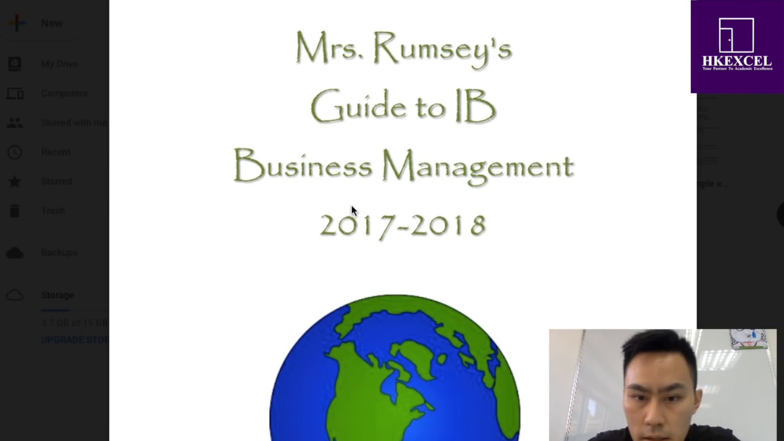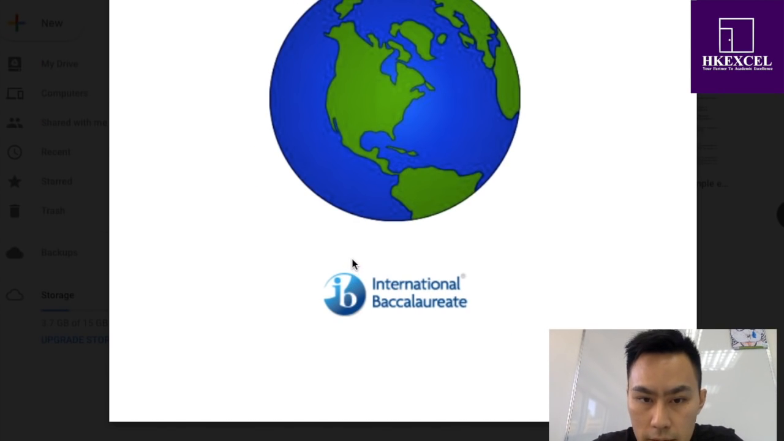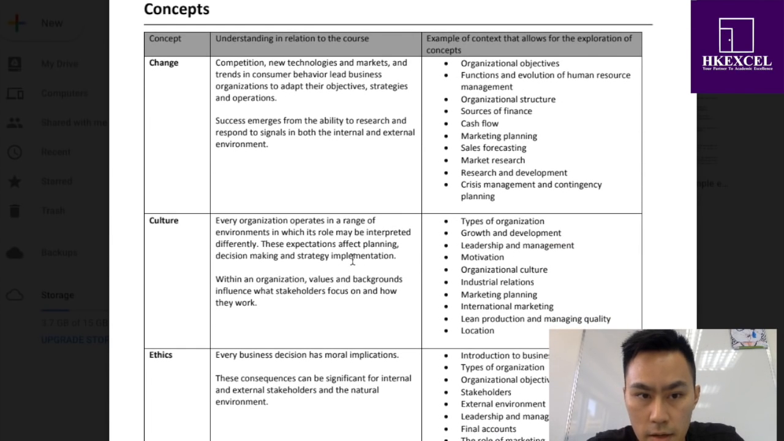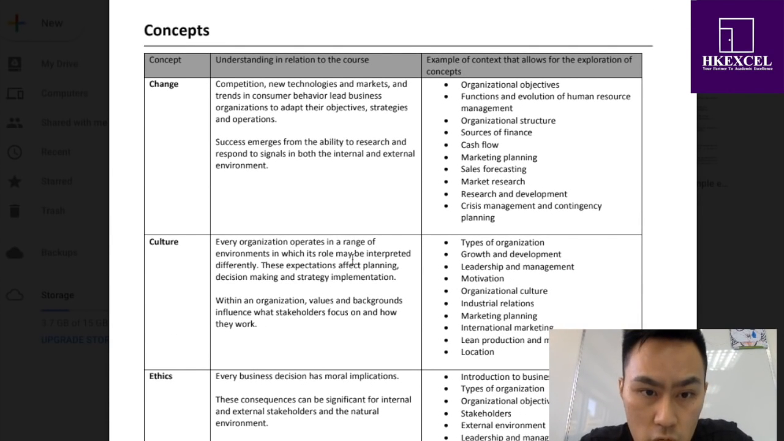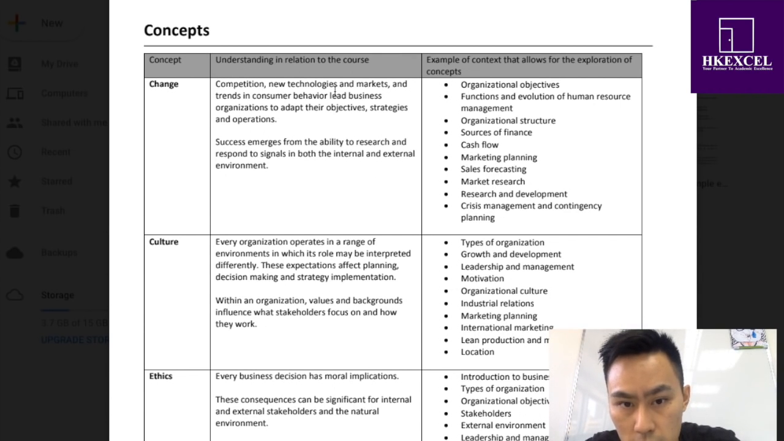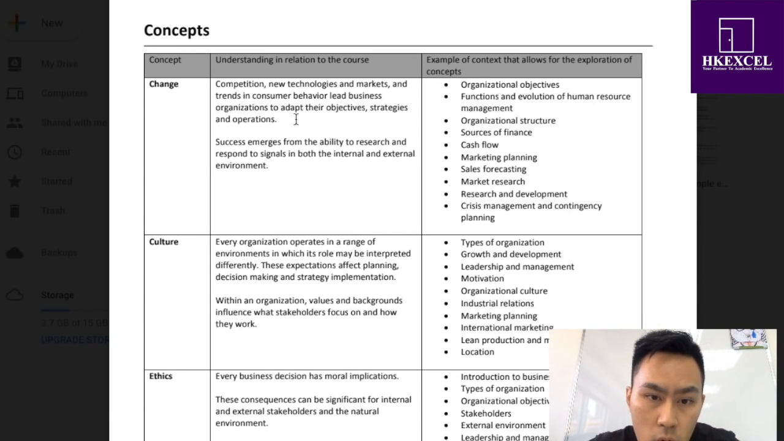Let us check the criteria first. Give me 1 minute. So what does change mean here? The concept of change. This is a screenshot from the IB syllabus booklet. It means competition, new technologies and markets, and trends in consumer behaviors lead business organizations to adapt their objectives, strategies, and operations, right?